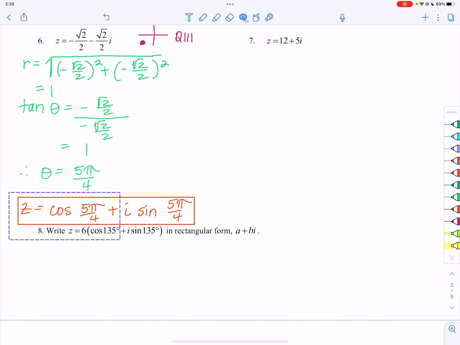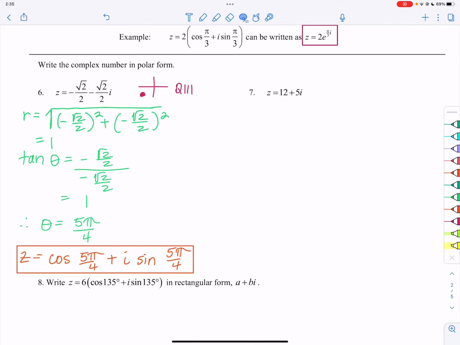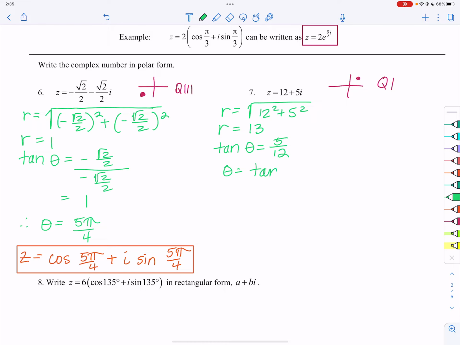Okay. Let's take a look at our next problem. In number 7, we have z equals 12 plus 5i. So we know that we are in quadrant 1. So we have r equals the square root of 12 squared plus 5 squared. So we have r equal to 13. And we have the tangent of theta is equal to 5 divided by 12. So theta is equal to the inverse tangent of 5 over 12.